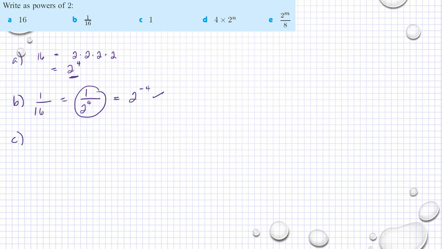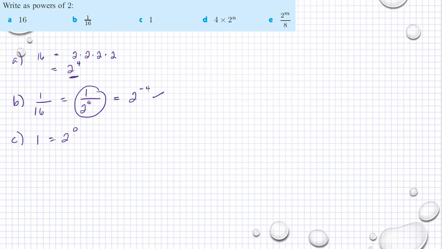C, 1. Then we have 1 is the same as 2 raised to 0. So any number raised to 0 is equal to 1. But the requirement there is that we're going to write as powers of 2. That means the base will be 2. That's why 2 raised to 0.